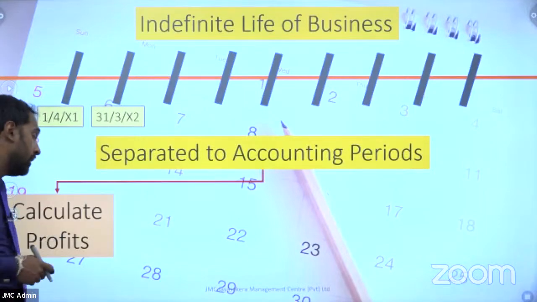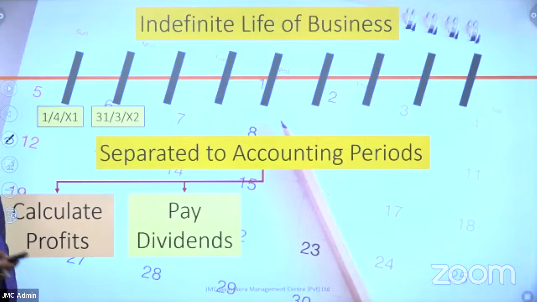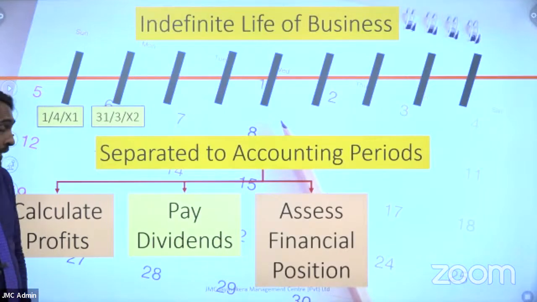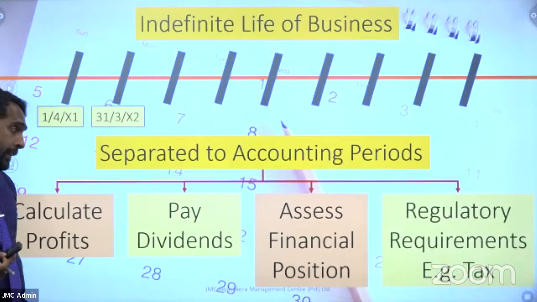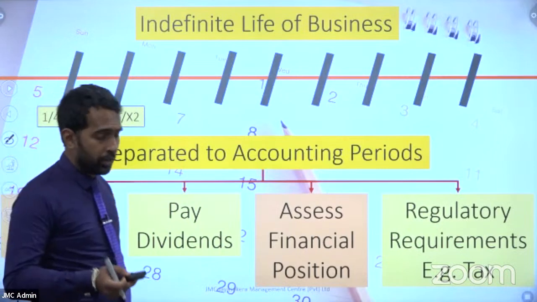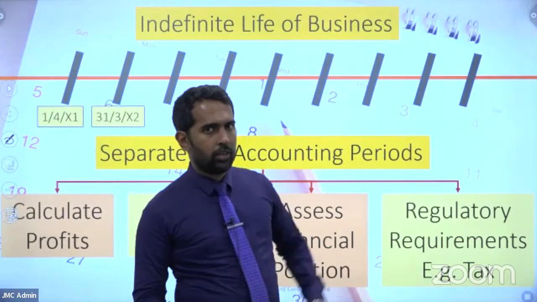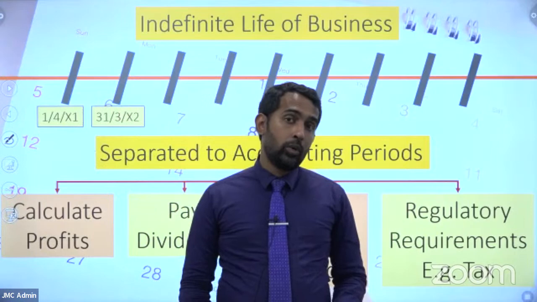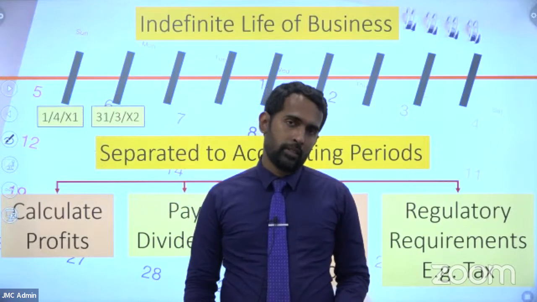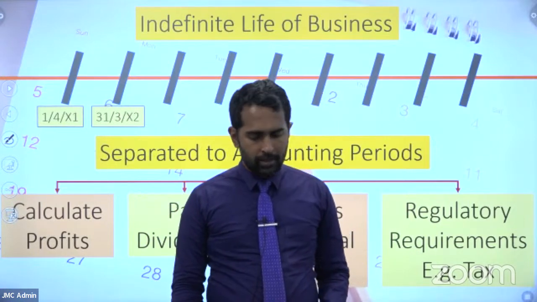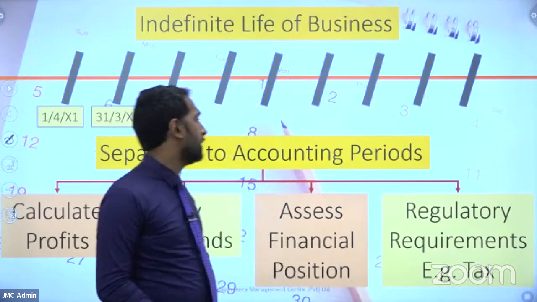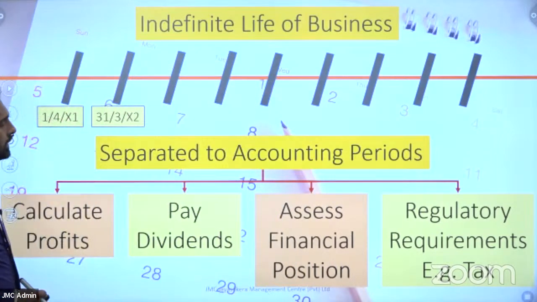And then for that period, you calculate the profits, you pay the dividends, you assess the financial position on that day: how many assets, what were the equity, what were the liabilities. And you do the regulatory requirements, tax and so on, for that period. This is what you call the accounting periodicity concept.